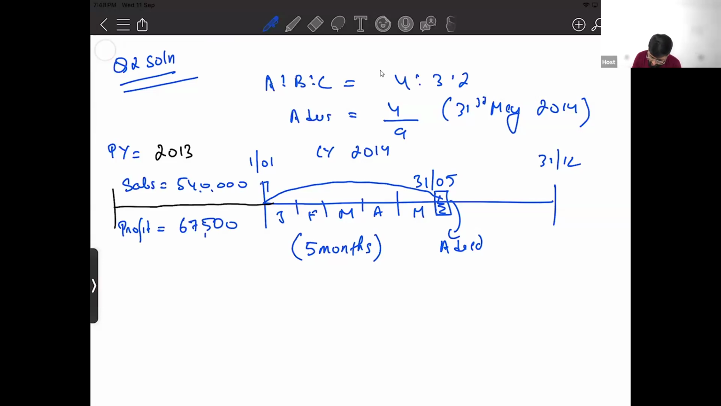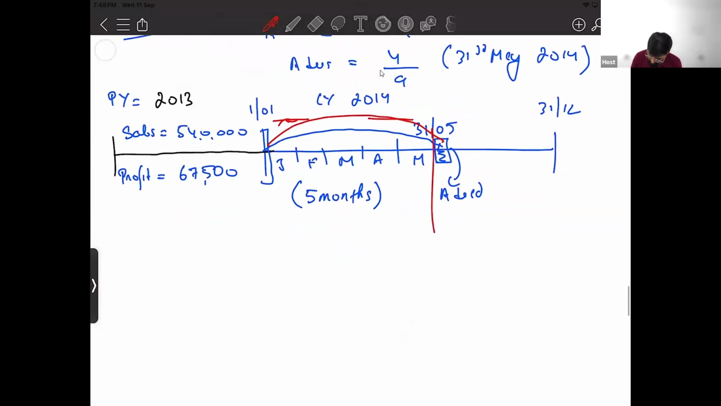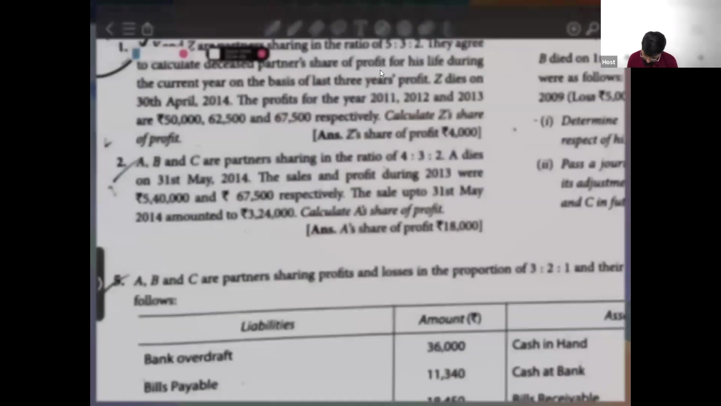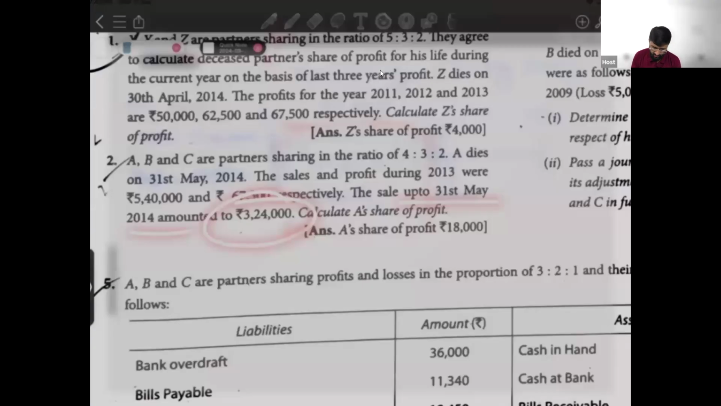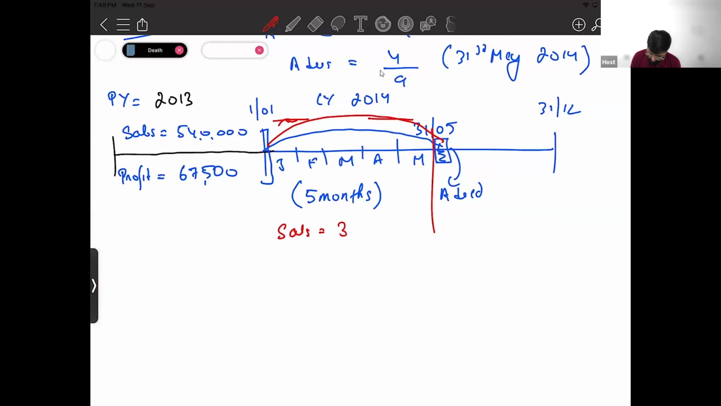Now we have to calculate first the profit for 5 months, for which we have the sales information during this period. So the sales for this period is how much? The sales up to 31st May 2014 amounted to 3,24,000. What is the profit for this 5 months period? Very easy.